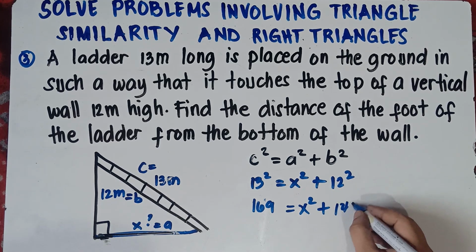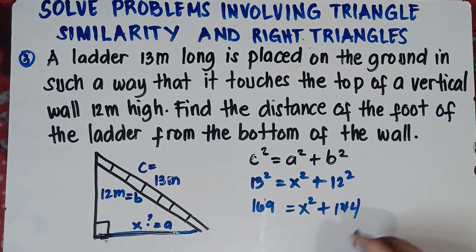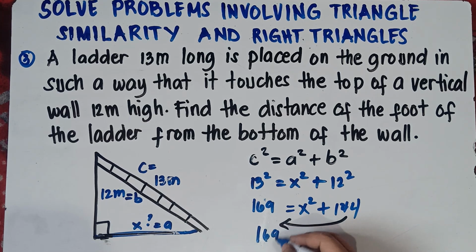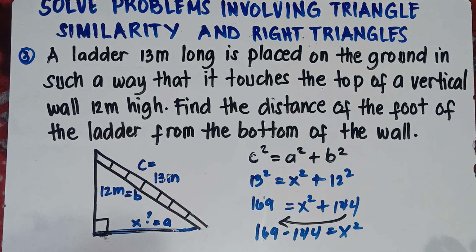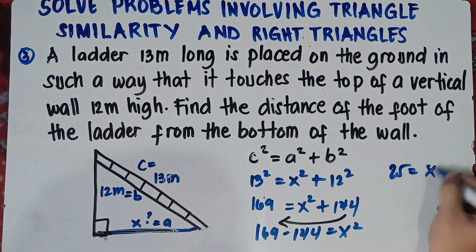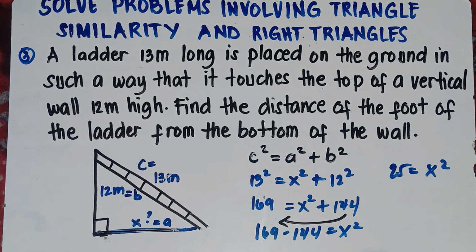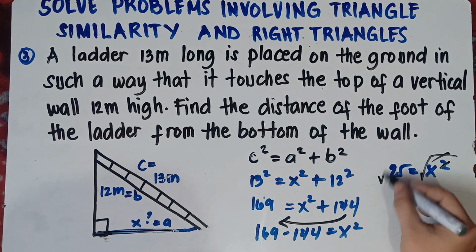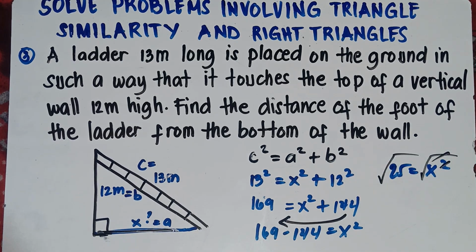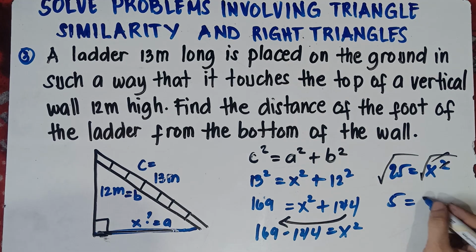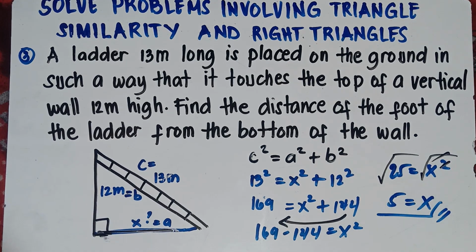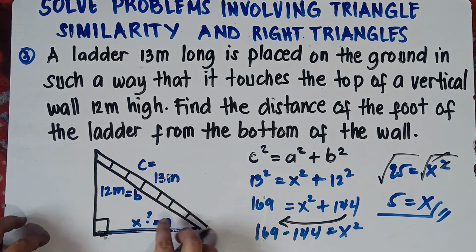That is 144. And then we transpose this 144 from right to left. So this will be 169 minus 144 equals x squared. So subtract 169 minus 144, that is 25, equals x squared. So to get the value of x, you extract the square root of both sides, cancel this out. And the square root of 25, that is 5. So 5 is equal to x. Therefore, this distance, class, is equal to 5.